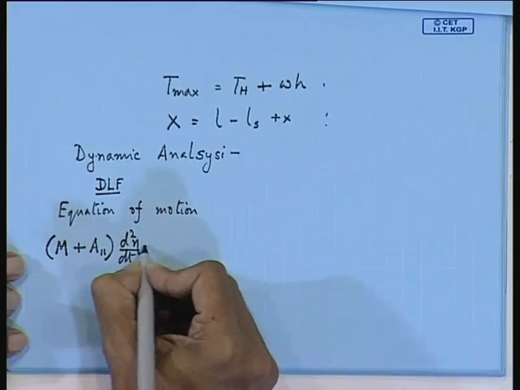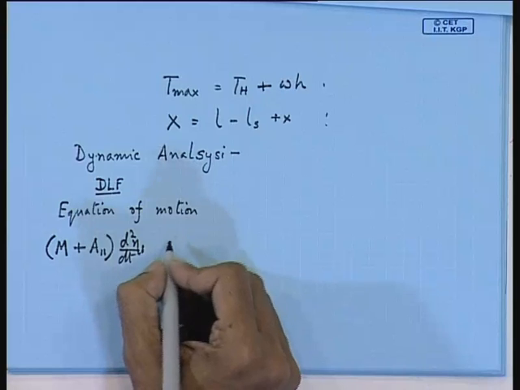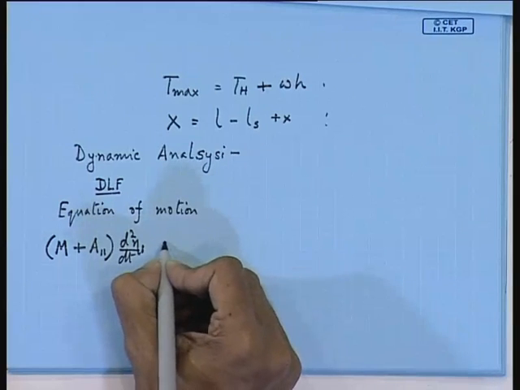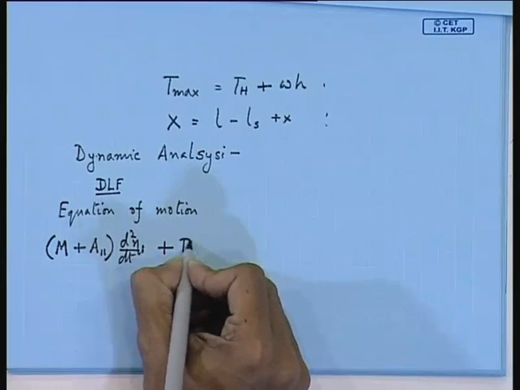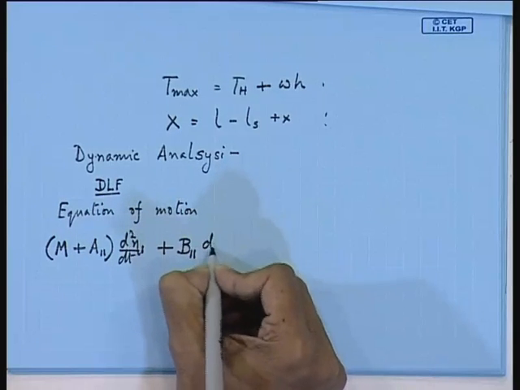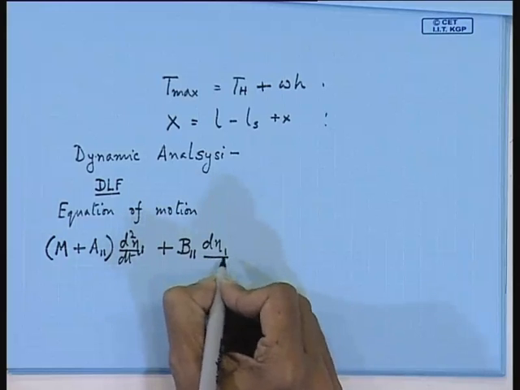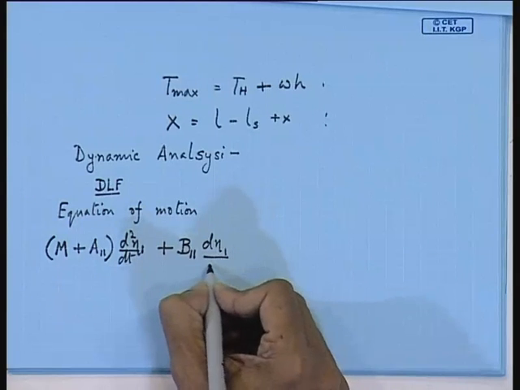Say your surge motion, you write this as eta 1. So this is your inertia term. There will be other damping terms that will be coming out. So B11 is your damping. Now damping, actually there are two terms, one is the linear and the other is the non-linear term.